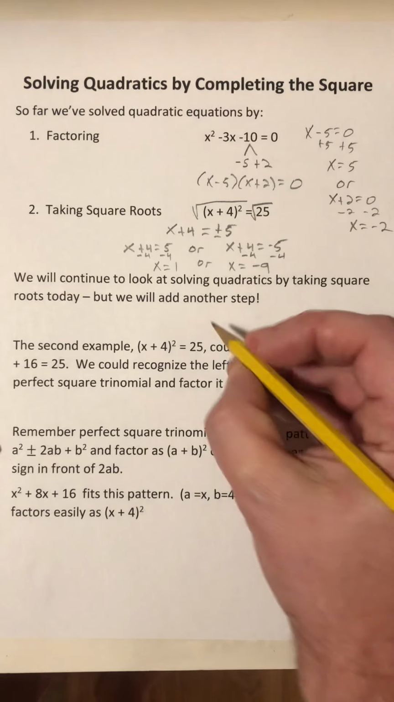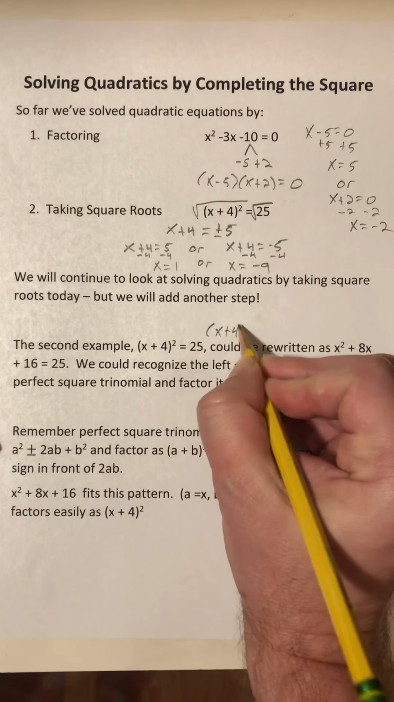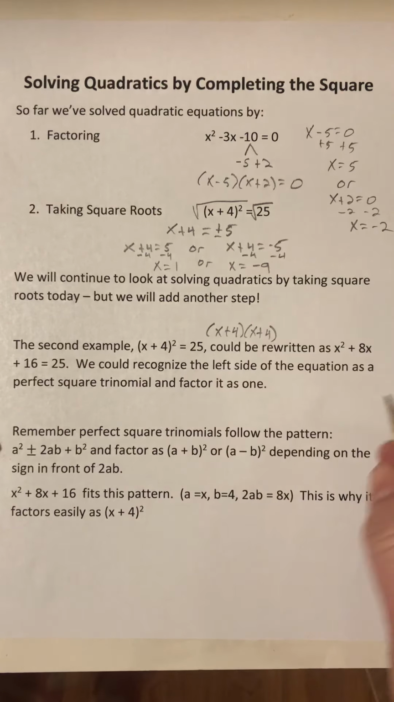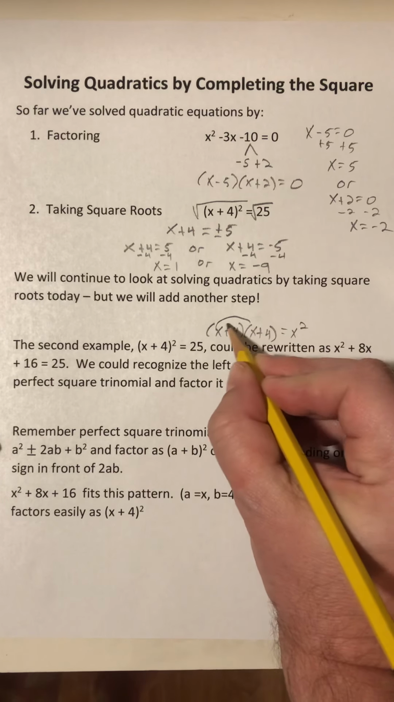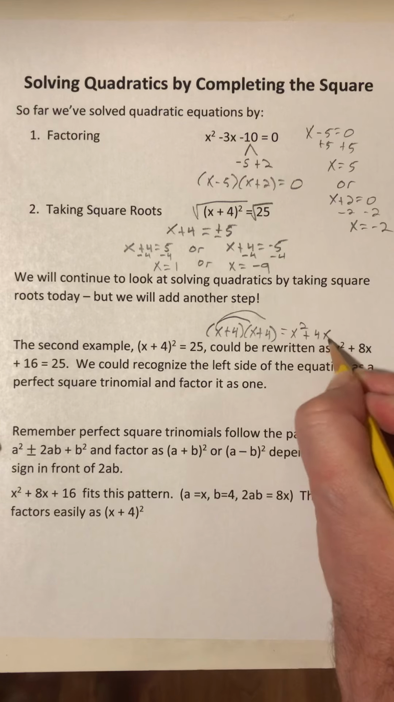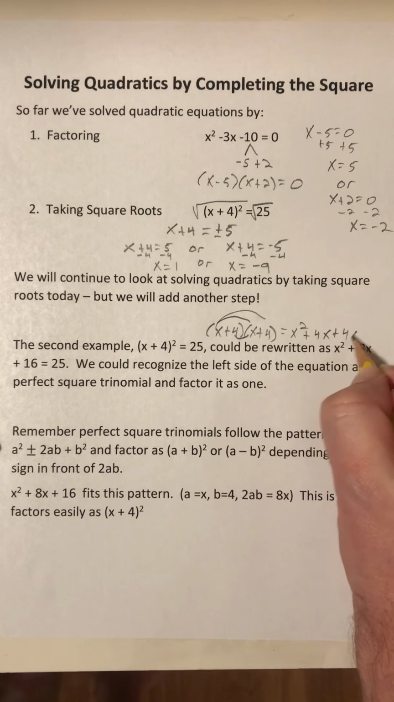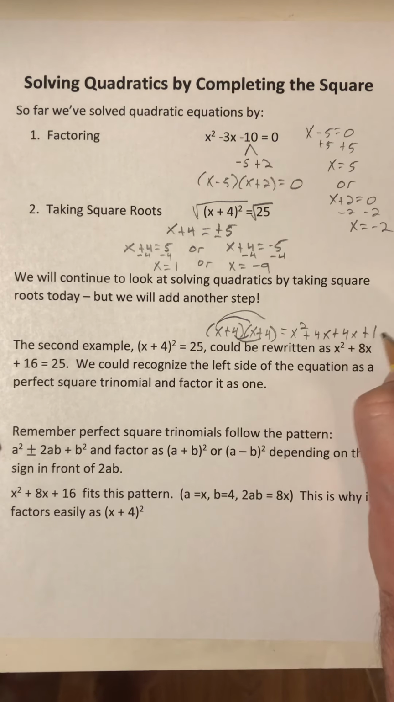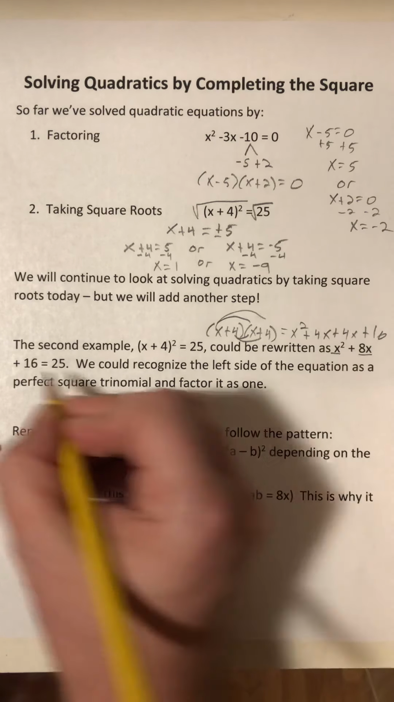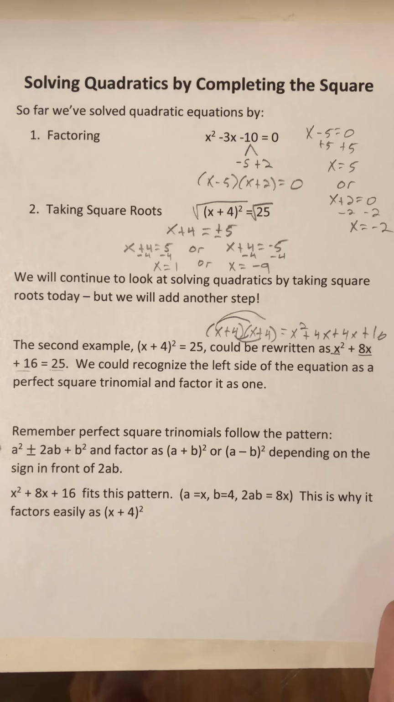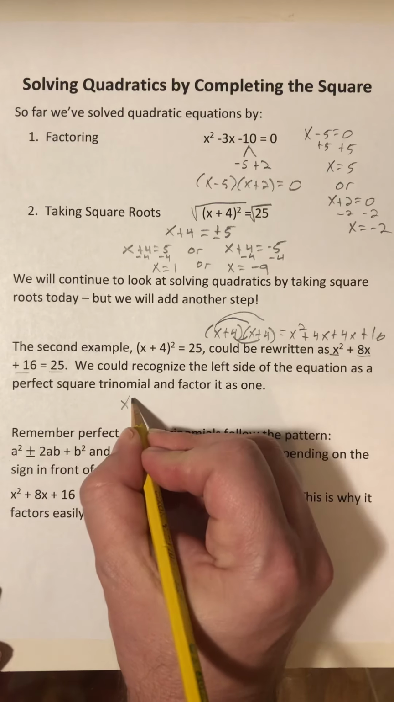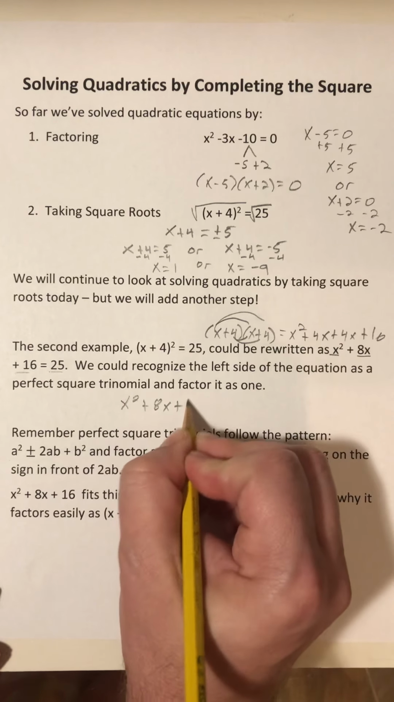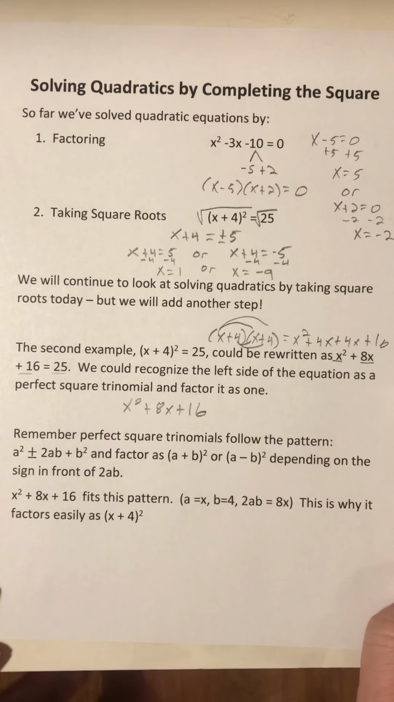Because remember, if I wanted to multiply this out, I've got x plus 4 times x plus 4. That's what x plus 4 squared means. So if I distribute, I get x squared, and then I get plus 4x, then I get plus 4x again, and then I get plus 16. And if I combine my like terms, I'm going to get x squared plus 8x plus 16, and that still equals 25. Remember, this right here, x squared plus 8x plus 16, that's a perfect square trinomial.